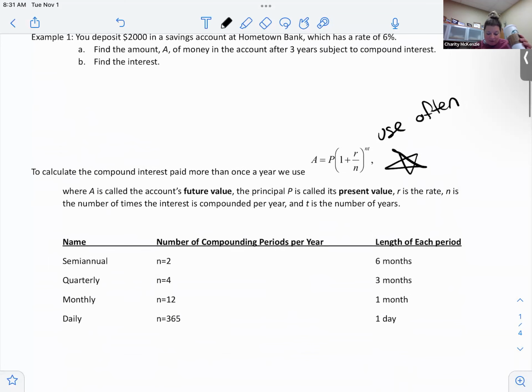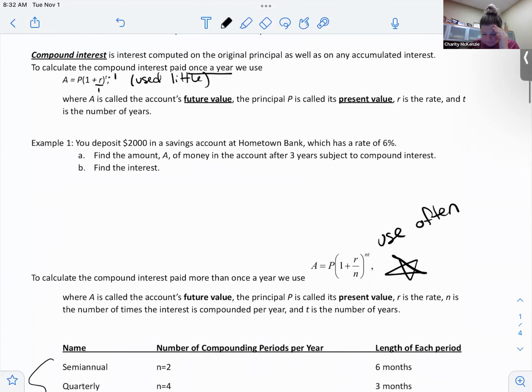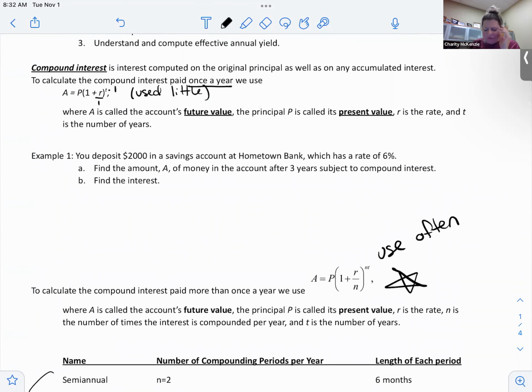And I gave a big old chart down here for most of them. Okay, for daily, they might use a banker's year too. They just round each month to 30 days. So banker's year. All right. Future value is still our A, what we're going to have later, right? Everything else is the same.